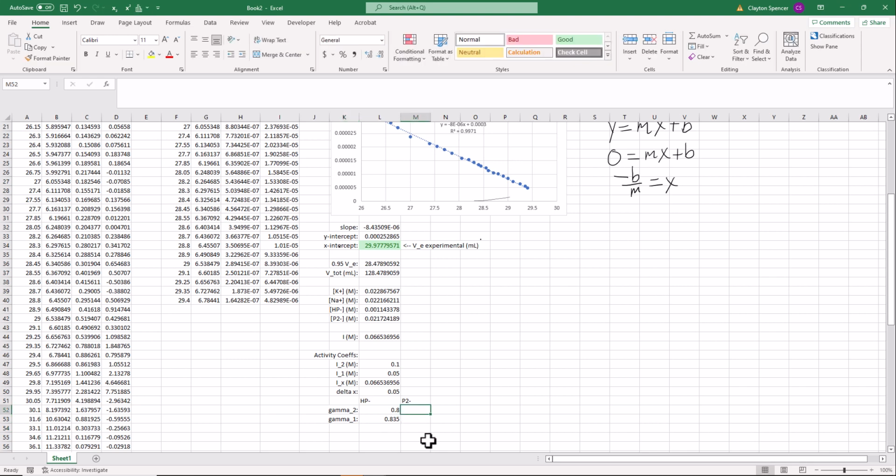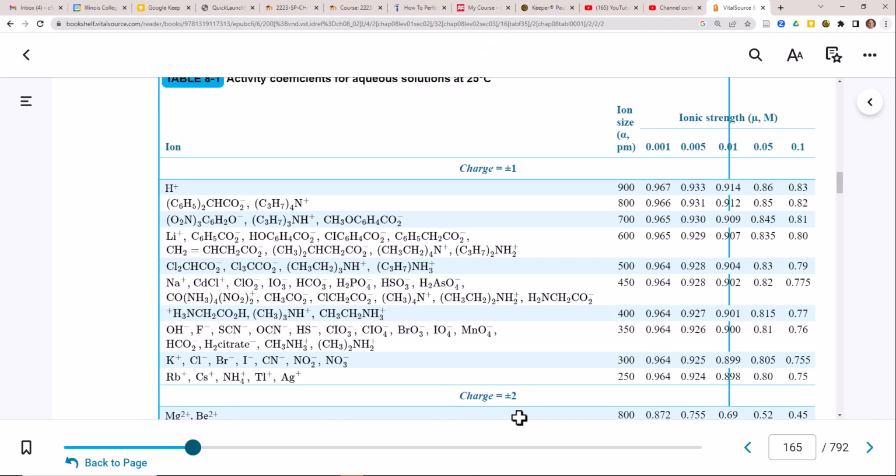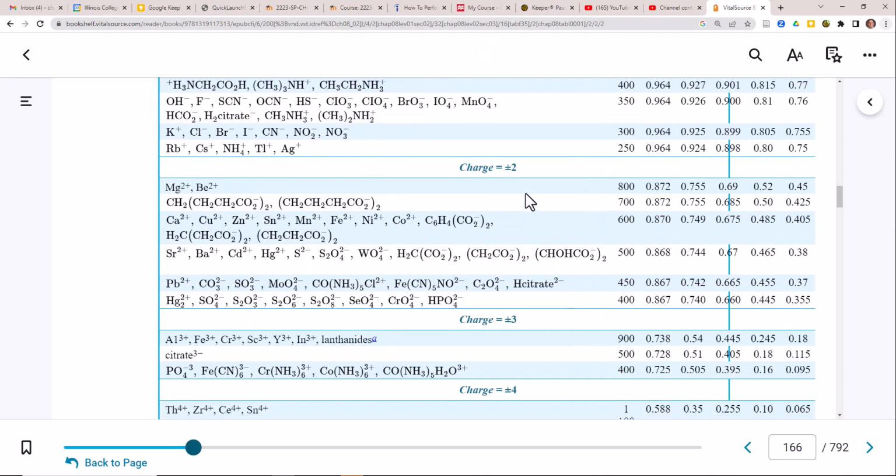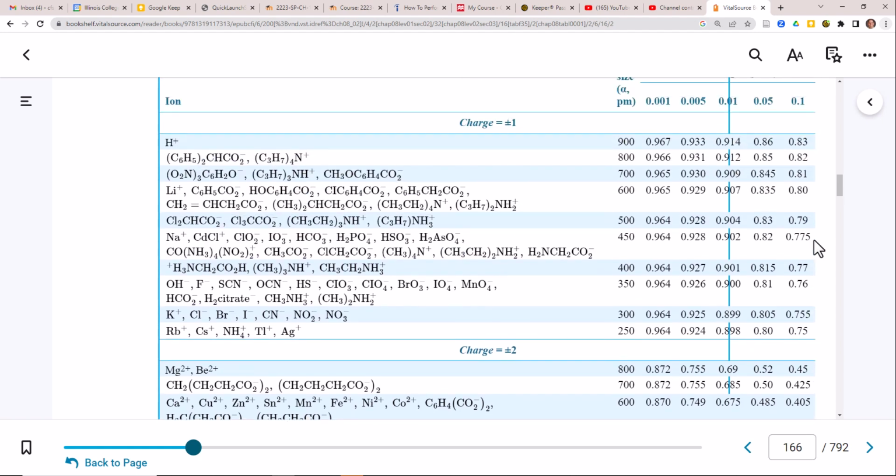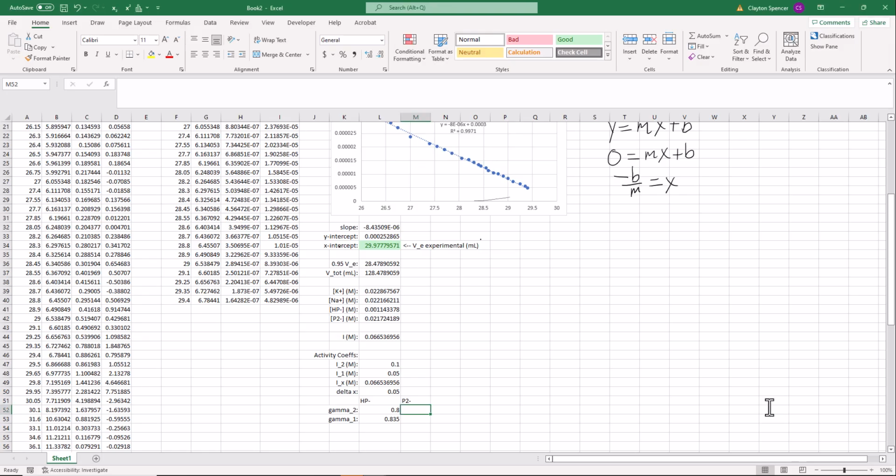Let's do the same thing for our P2s. Let's go back to the table. All right, so now we've got a -2 charge, and we're going to be using that 600 value. For the higher ionic strength, 0.1, we've got values of 0.405 and 0.485. There we go. And then right here, I'm going to calculate delta y.